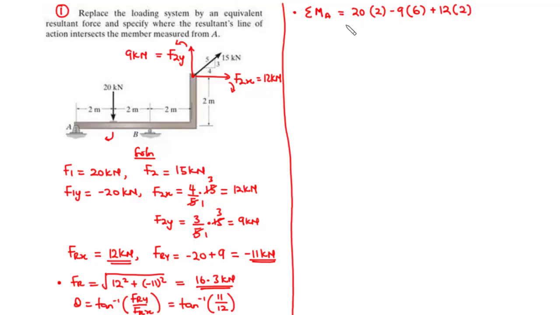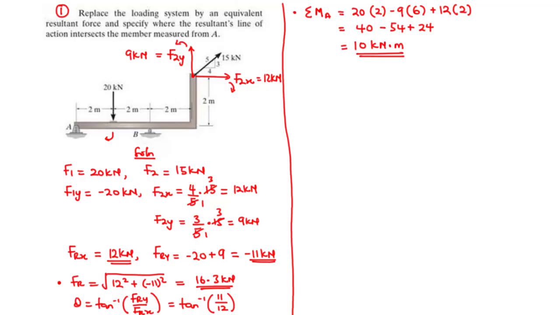Now let's evaluate this. So we are going to have 20 times 2, that is going to give us 40. So we have 40 minus 9 times 6 is 54, plus 12 times 2 is 24. So we have 40 plus 24, which is 64, minus 54, and that is equal to 10. So this is equal to 10 kilonewton meter.